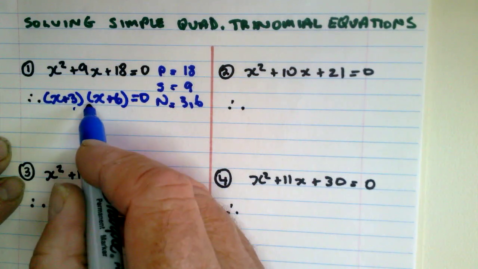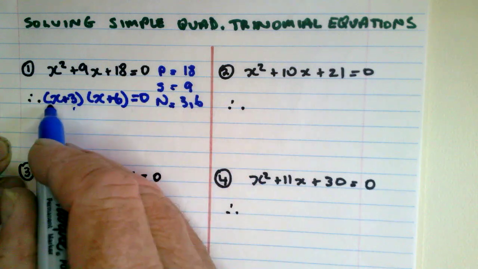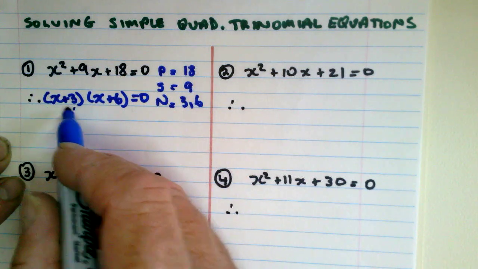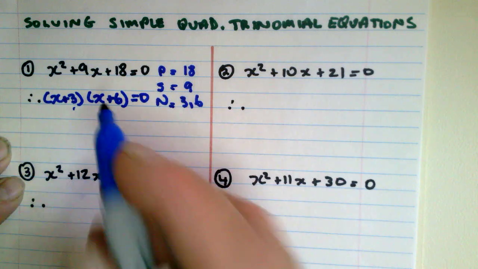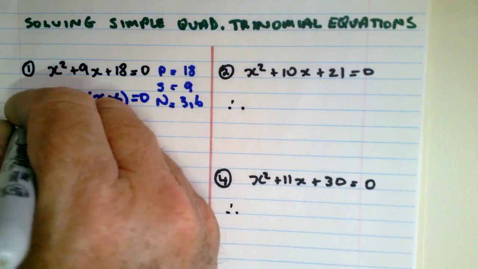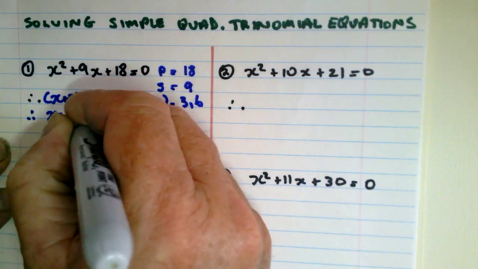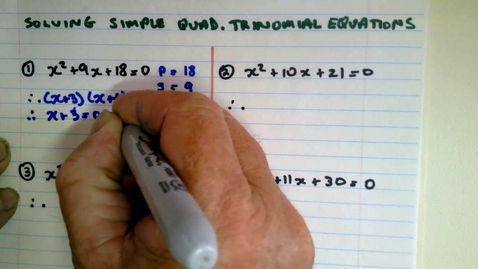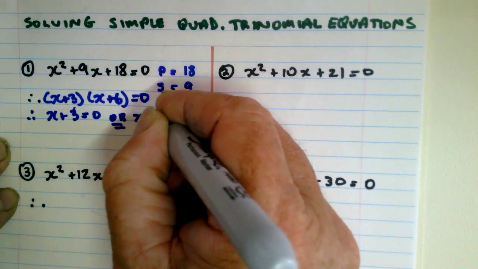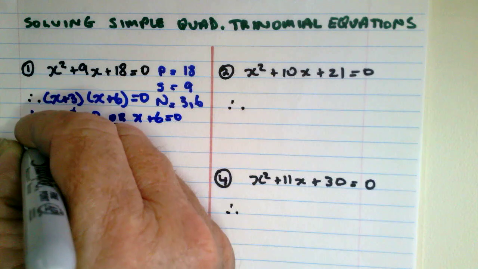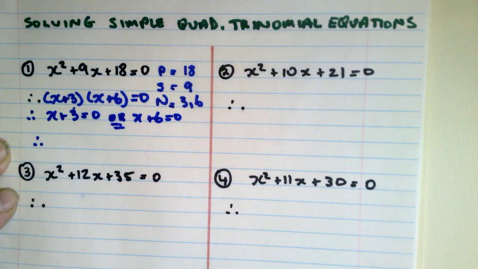That times that is equal to 0. So either that equals 0, the x + 3, or the x + 6 must equal 0. And we just say that. We say, therefore, x + 3 = 0 or x + 6 = 0. And we've got two very simple linear equations to solve.